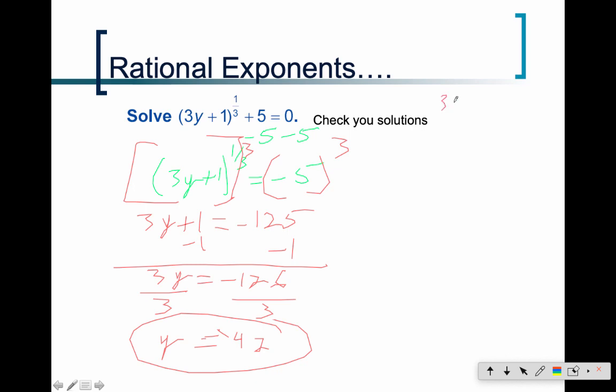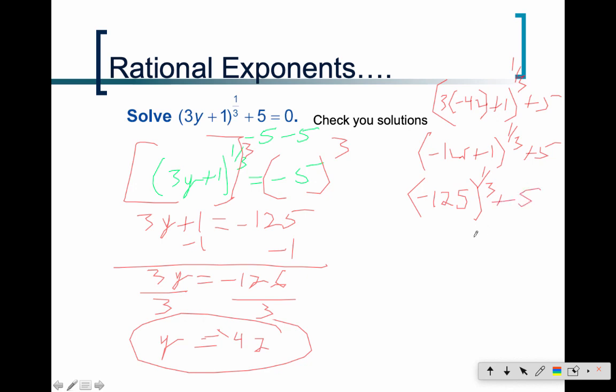3 times negative 42 plus 1, all to the 1/3 plus 5. That's negative 126 plus 1 to the 1/3 plus 5. Negative 125 to the 1/3 plus 5. Negative 5 plus 5 is 0. It checks out. The answer is negative 42.